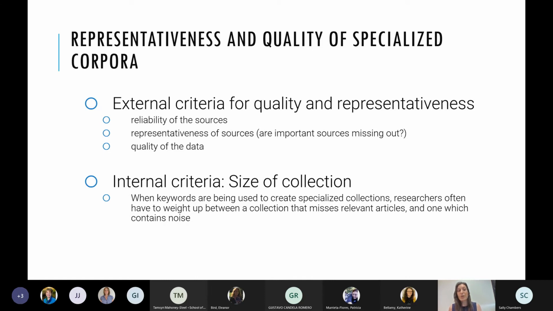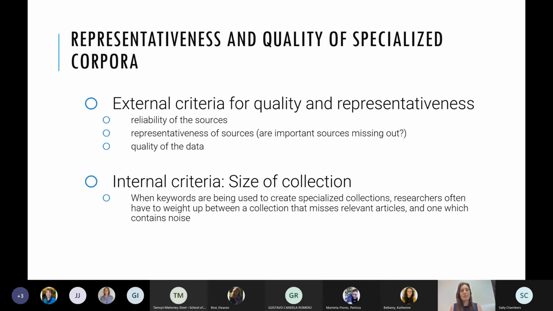So the better the OCR quality, of course, the better also the corpus building, because when using keywords and I cannot find the specific newspaper clipping, then it's lost for my corpus.